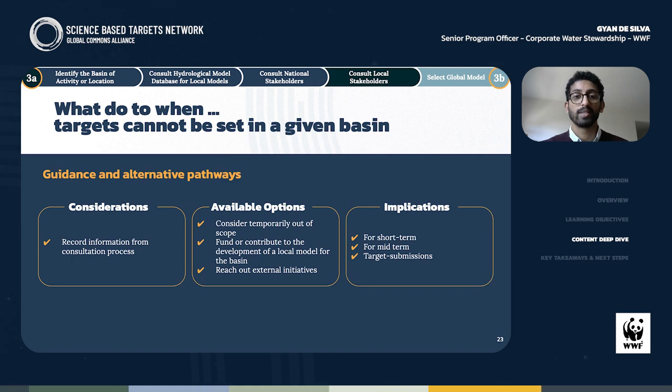Instead, the company could consider either funding or contributing to the development of a local model for the basin if this was an important basin for the company, or alternatively reach out to external initiatives such as the Alliance for Water Stewardship or the organizations who developed contextual water targets to set targets or other relevant measures using their frameworks and tools outside of the SBTN method and not subject to validation or SBTN related claims.